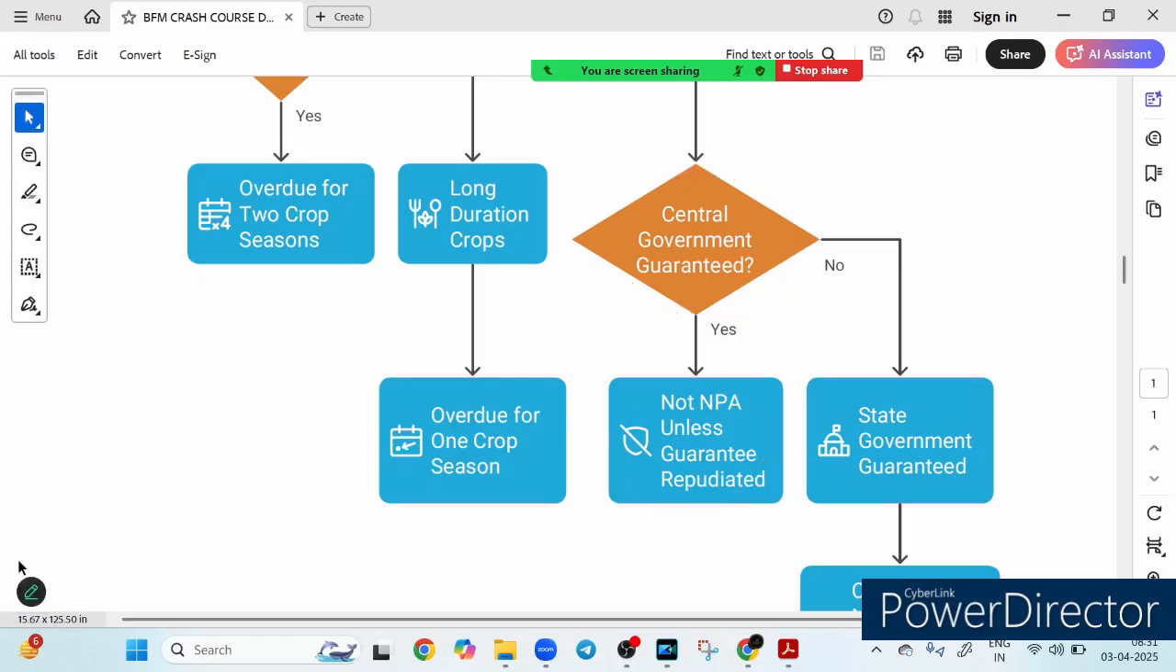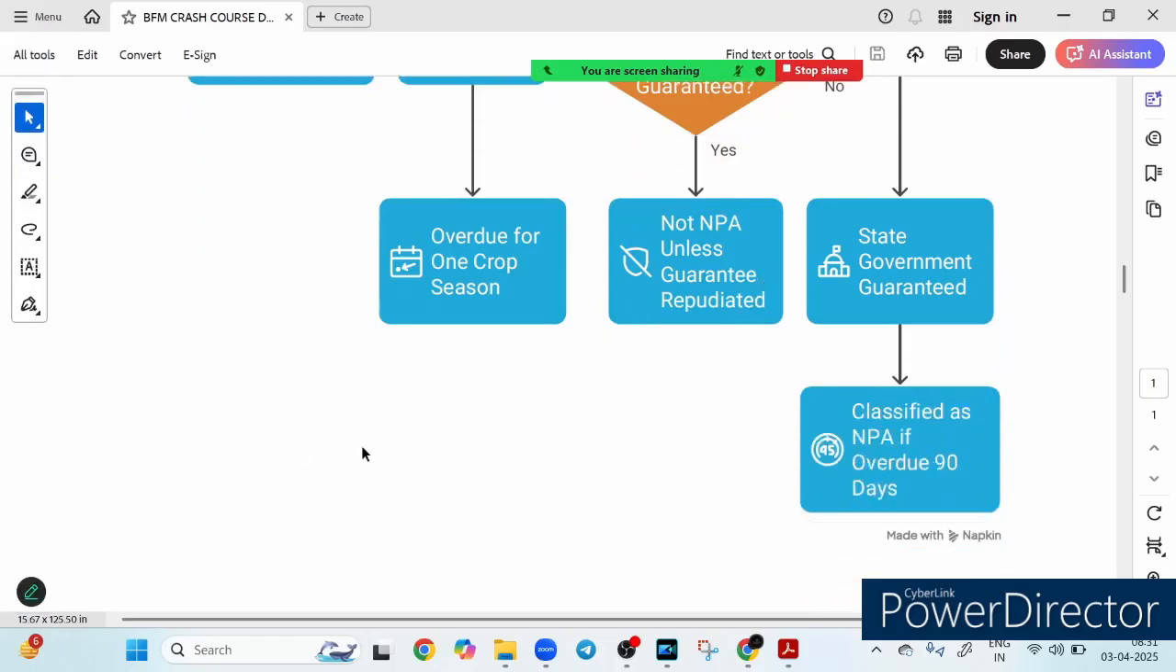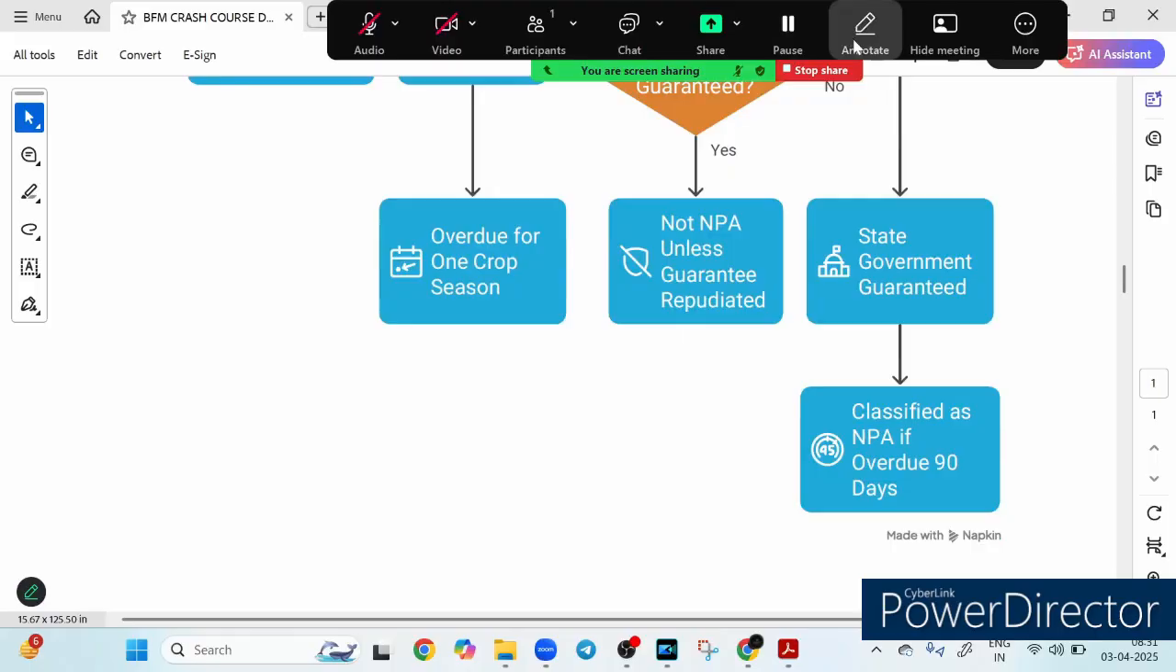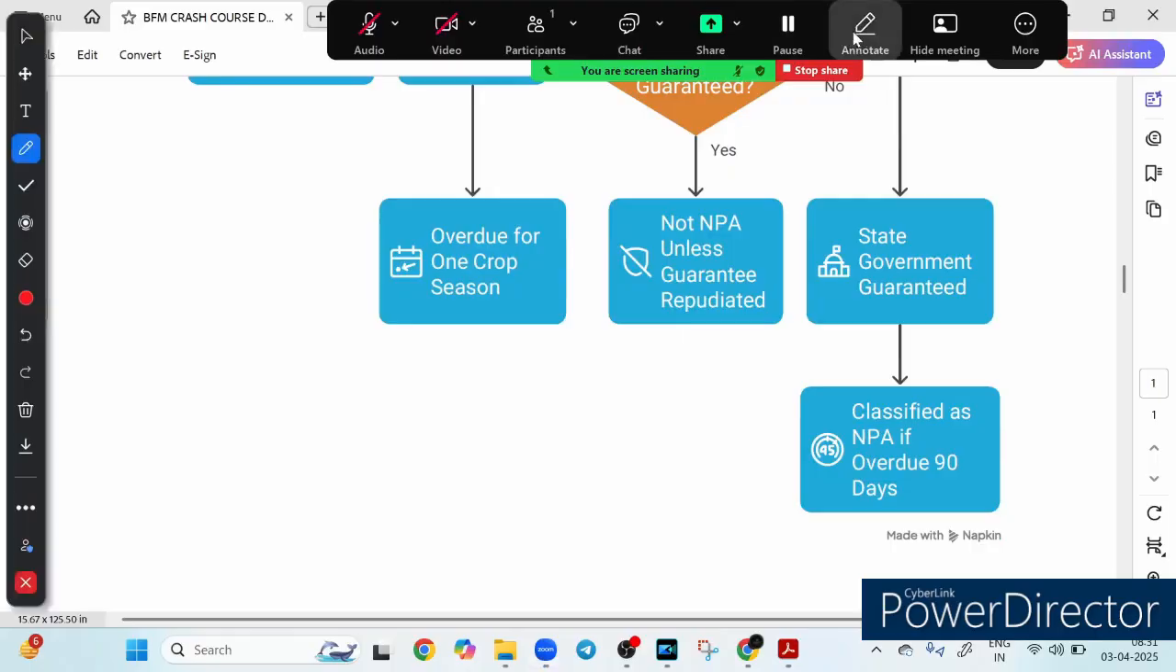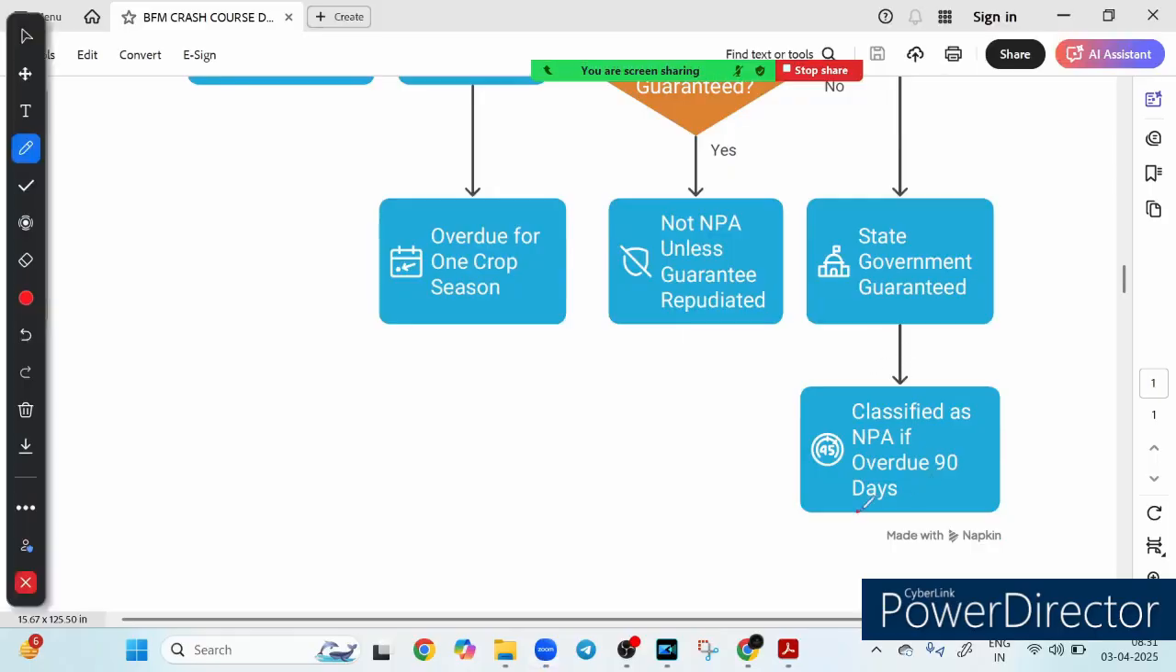Now, suppose it is not central government guaranteed, suppose it is state government guaranteed, then what happens? However, if the loan is guaranteed by the state government and the payment is overdue for more than 90 days, then it will be classified as NPA. So now you can see how agriculture loans are classified based on the types of crop and the government guarantee.